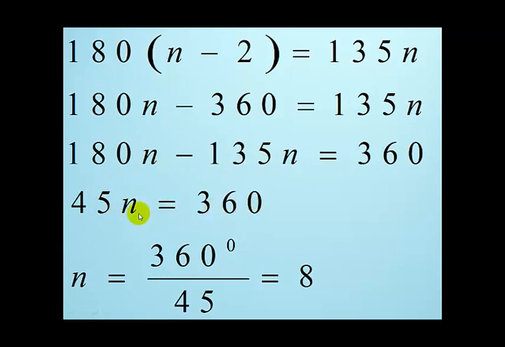Don't forget that we are solving for the number of sides, that is n. So we divide the left hand side by 45 and divide the right hand side by 45. In dividing the left hand side by 45, we are left with n, and in dividing the right hand side by 45, we have 360 divided by 45, and that will give us 8. This means that the number of sides equals 8. And you can see that it is the same answer as we had when we used the first approach.